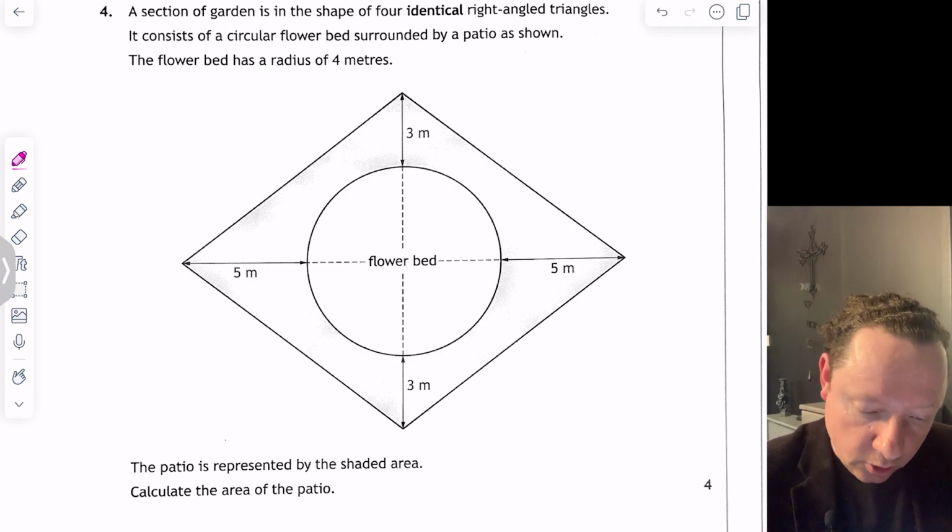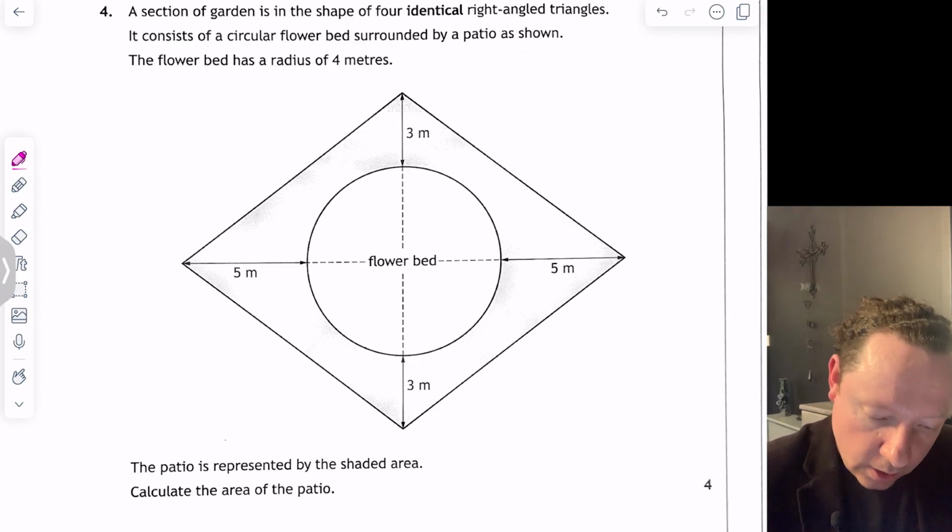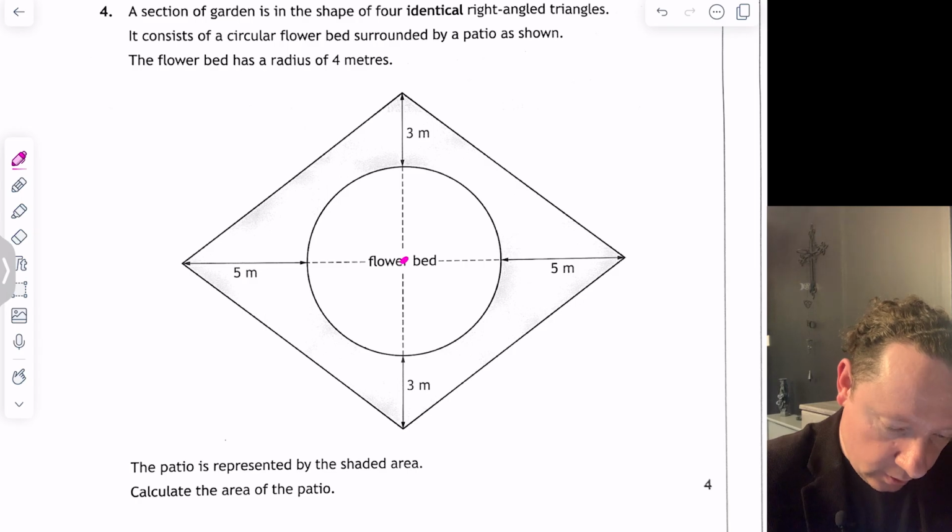So there's lots of ways you could do this, but I'm just going to treat this as 4 right-angled triangles. It says the radius is 4, so let me just take a note of that. There's the centre to the outside, so that's 4 metres there, and centre to outside is 4 metres there.